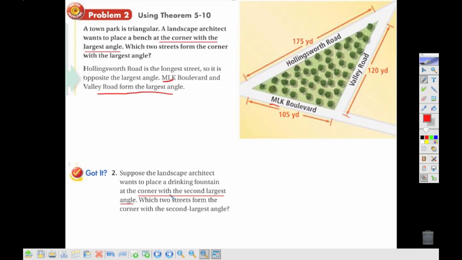In the next problem, they're asking for the second largest angle, so we're looking for the second largest side. So 105 would be the shortest. That makes 120 the second largest side, which would mean that our angle here would be the second largest angle.